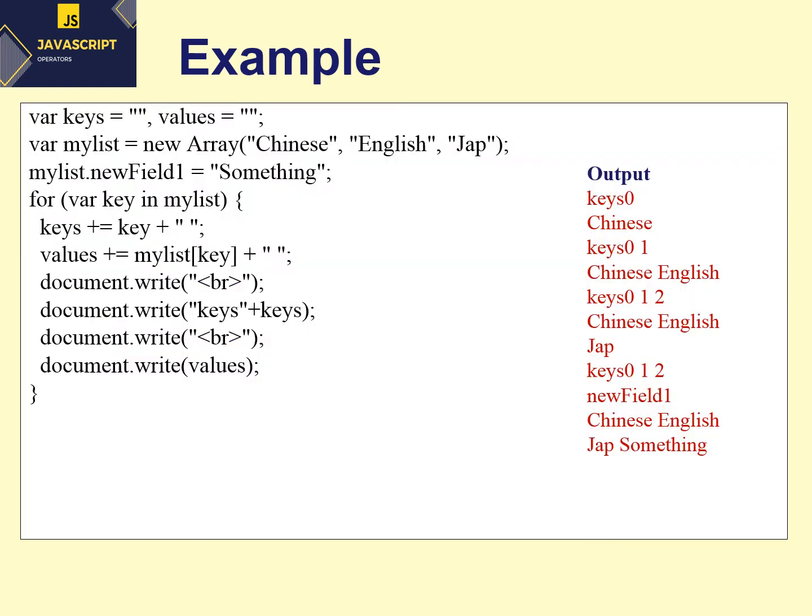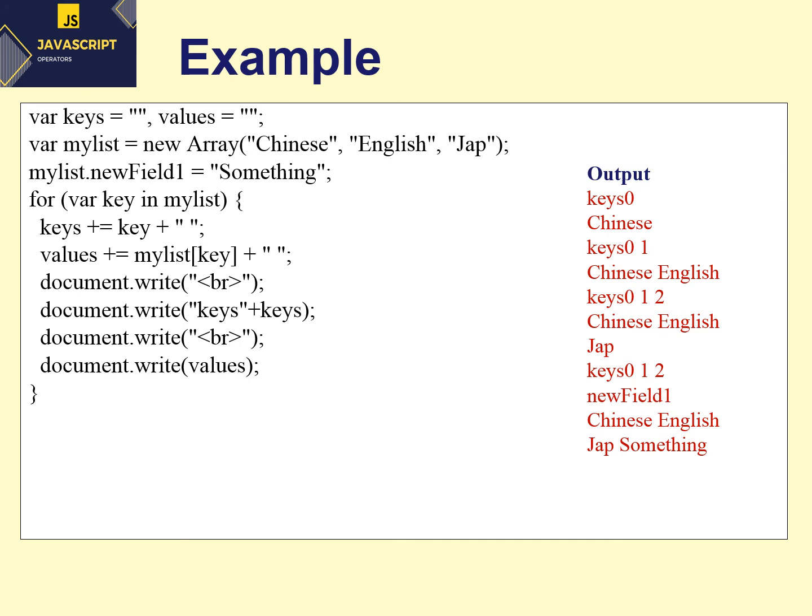For that we have another example. Let us look at the corresponding example. In this example, we can see that variable keys is equal to empty string, values is equal to empty string. So the first statement says that there are two variables, keys and values. Both these variables have an empty string initially.